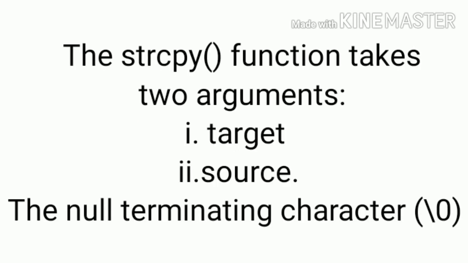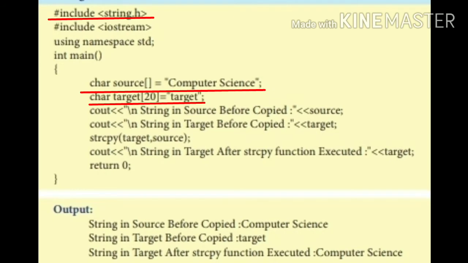So strcpy takes two arguments, that is target and source. In each string, the last character is a null character, that is \0. This is an example for string copy. First you should include the header file string.h and then assign the two values, one for source equal to computer science and target equal to target, and then print these two values, that is source and target, so the output is computer science and target.